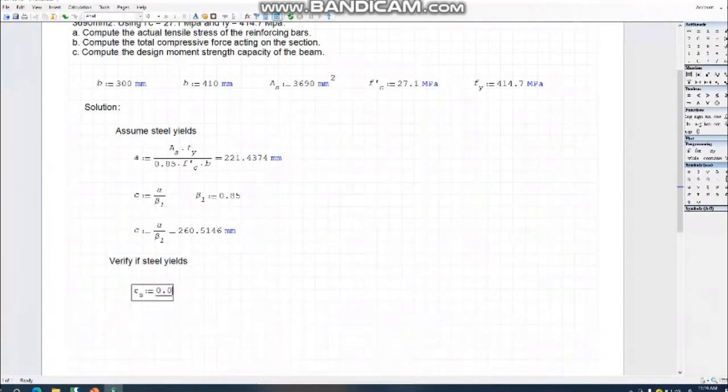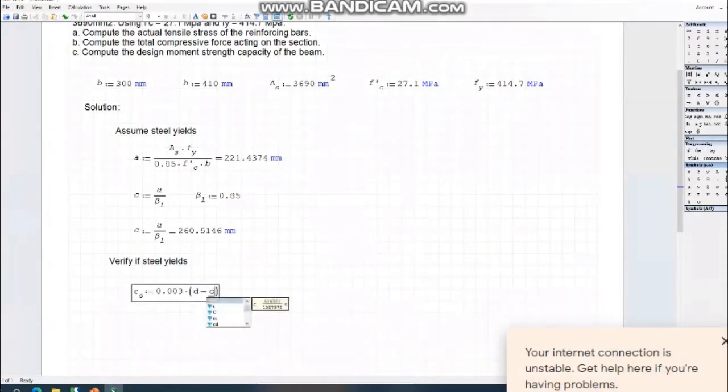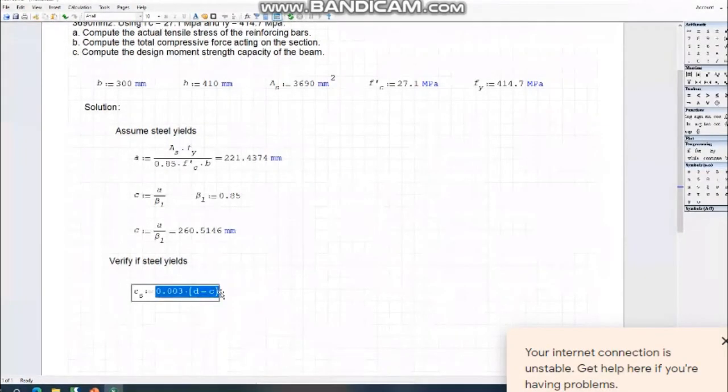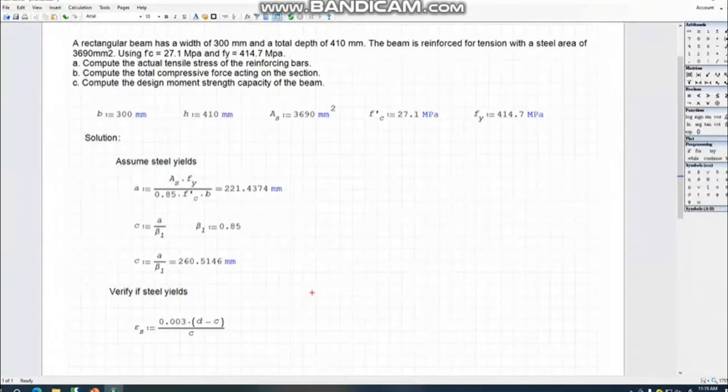Okay, it's 0.003 times (T minus C) all over C. Now we have a slight problem here because what is given is H instead of D. So ang gihatag sa ato is H. Instead we are given with the overall depth.